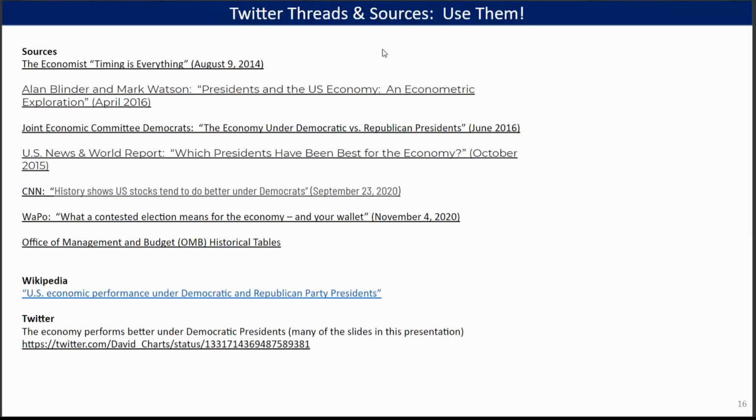Republicans love to say, oh, it's Wikipedia, blah, blah, blah, but that's just because they're lazy. They don't want to go there and click on any of the actual sources. So if you run into that, what I recommend is the first source on there, The Economist, Timing is Everything, which summarizes the second link up there, the Blinder and Watson study. If you don't want to use Wikipedia, just link the Economist article at the top. It covers most of the key points that Carl and I have covered here.